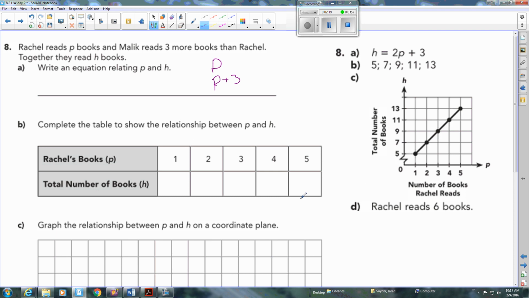Complete the table with the relationship of P and H. So we're gonna multiply P by 2, and then add 3 to it. So the first one is going to be 5. The next one, 2 times 2 is 4 plus 3 is 7. 3 times 2 is 6 plus 3 is 9. 4 times 2 is 8 plus 3 is 11. And 5 times 2 is 10 plus 3 is 13. Then we graph it, and it should look like this.